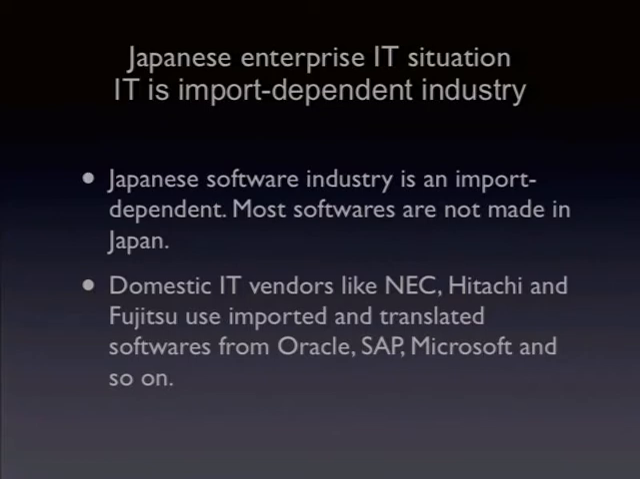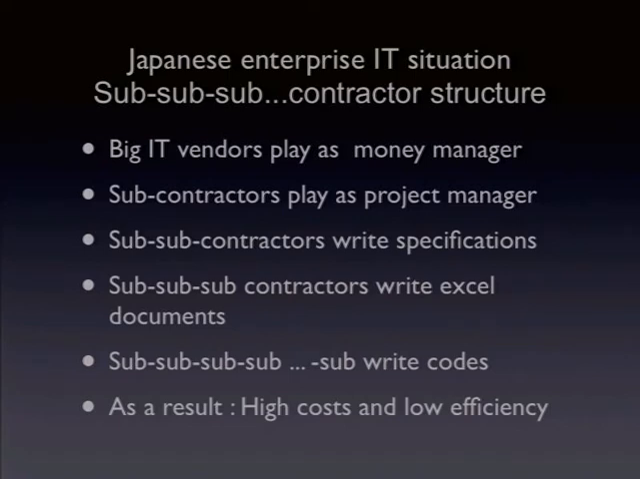So much software used in Japan is foreign software, just translated into Japanese. Domestic IT vendors like NEC, Hitachi, and Fujitsu use imported and translated software from Oracle, SAP, Microsoft, and so on. And the Japanese enterprise IT solution is a subcontractor structure. Big IT vendors employ only managers.